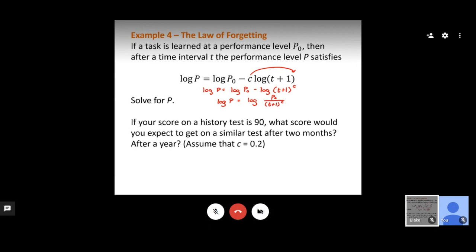All right, now here's what we have to look at. We've got log of P equals log of P sub 0 divided by T plus 1 raised to the C power. I want to solve for P. All right, so I want to know what P is equal to. What do you think we could do at this point?